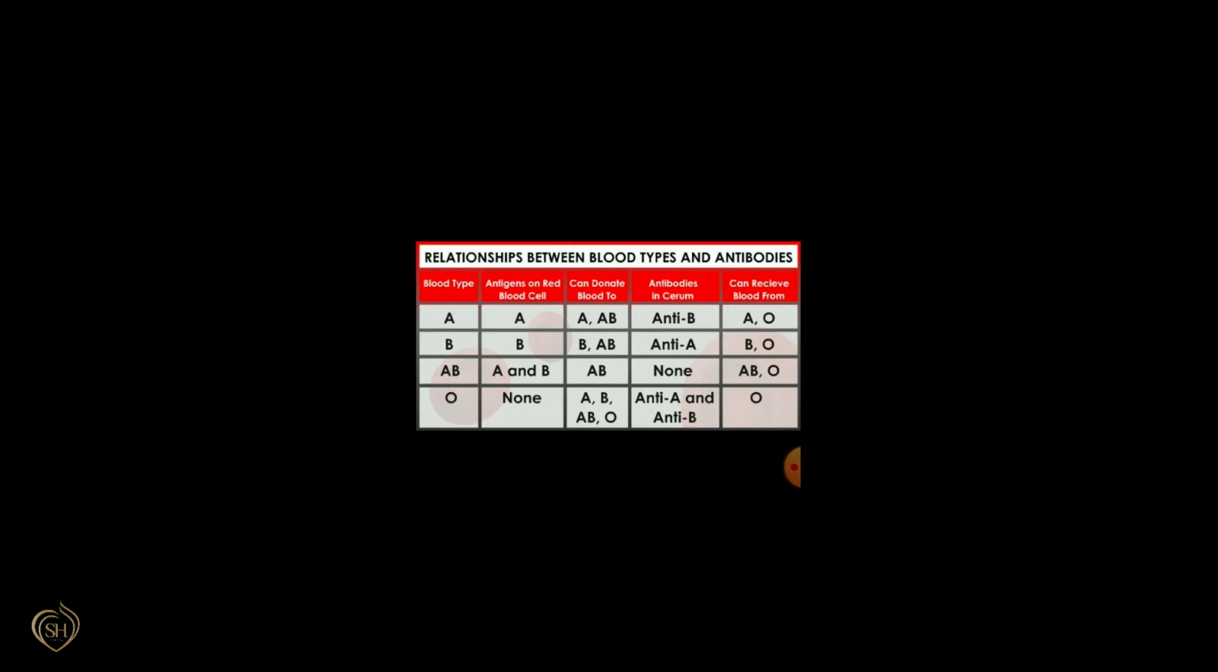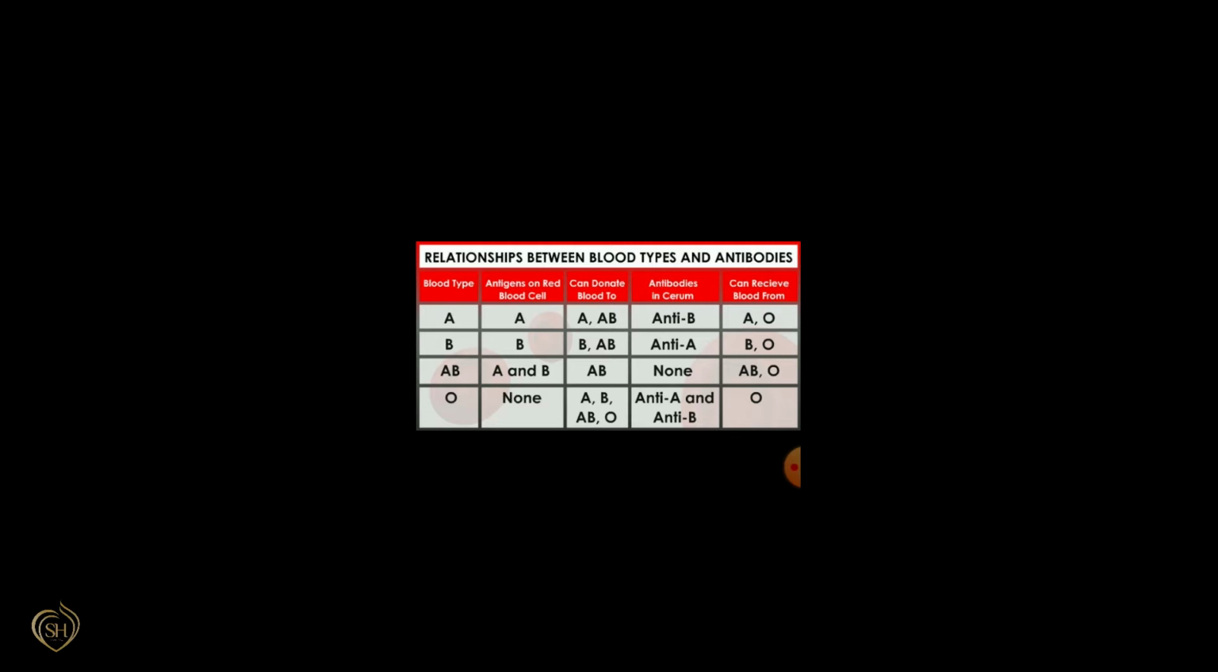Look at the chart, look at the illustration. Here the blood groups and the antigens and antibodies are shown. Each group can donate and can receive from different types of groups, which are illustrated here. Before blood transfusion, we must consider the compatibility of the blood group.